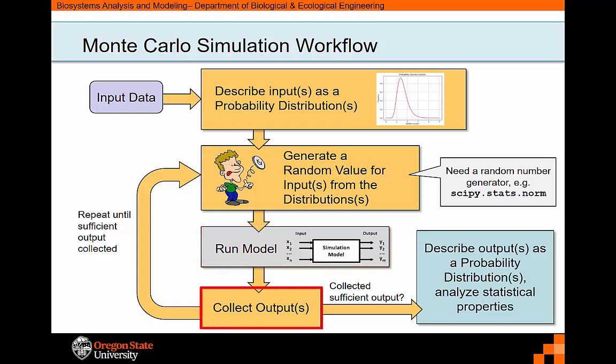After we have made a sufficient number of runs to adequately characterize the output variability, we stop the simulation loop and turn to characterizing the statistical properties of the output or outputs of interest. Generally, in Monte Carlo simulations, we run hundreds or possibly thousands of different simulation runs to ensure that we've adequately sampled the space of our input variables.